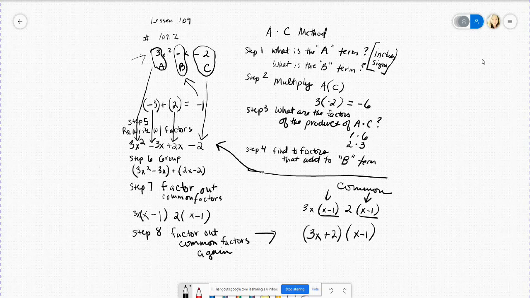Do you see it right here where my cursor is? Yeah, so see that 3? That's the coefficient of the A term. So therefore the A term is 3, okay? The C term is the last term, and that is a -2. So we're going to multiply those together, which gives us a -6 right here.